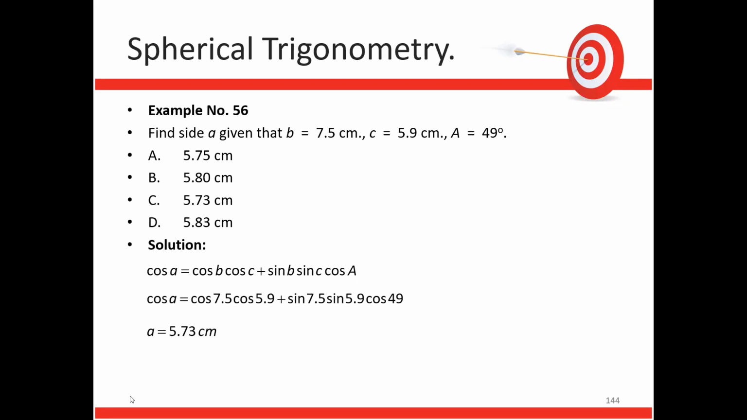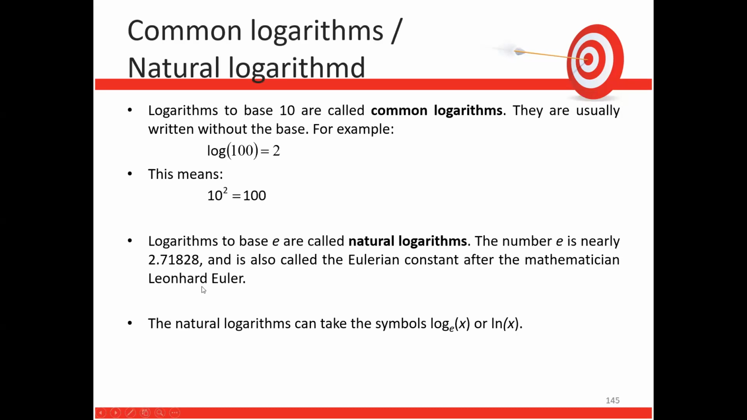Ito letter C. Okay. Next is common logarithms and natural logarithms. So logarithms to base 10 are common logarithms. They are usually written without the base. For example, log of 100 is 2. This means 10 squared is 100. Logarithms to the base e are called natural logarithms. The number e is nearly 2.71828 and is also called Eulerian constant after the mathematician Leonhard Euler. The natural logarithm can take the symbol log x to the base e or ln of x.